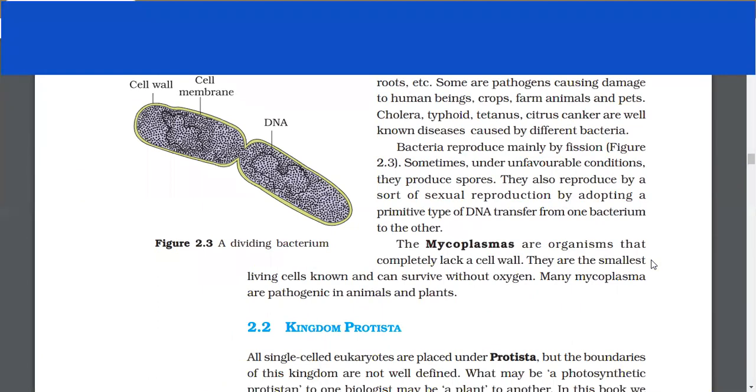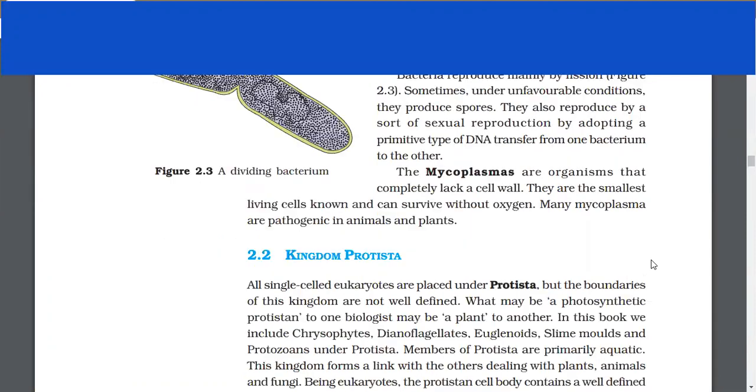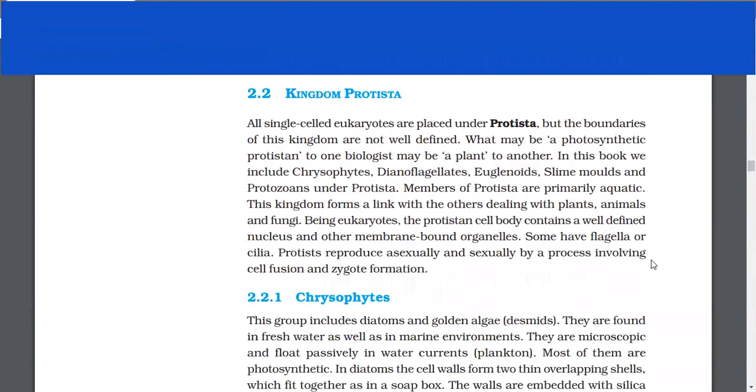Bacteria reproduce mainly by fission. Sometimes, under unfavorable conditions, they produce spores. They also reproduce by a sort of sexual reproduction by adopting a primitive type of DNA transfer from one bacterium to the other. The mycoplasmas are organisms that completely lack a cell wall. They are the smallest living cells known and can survive without oxygen. Many mycoplasma are pathogenic in animals and plants.